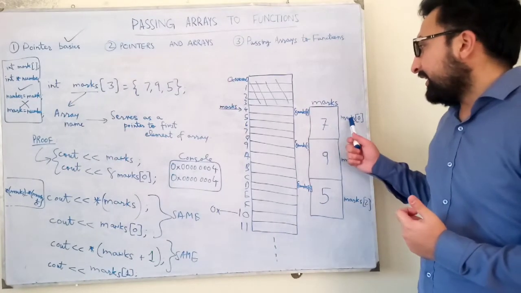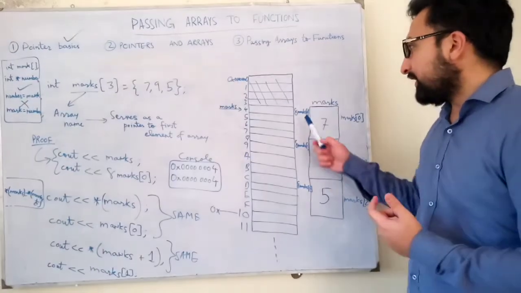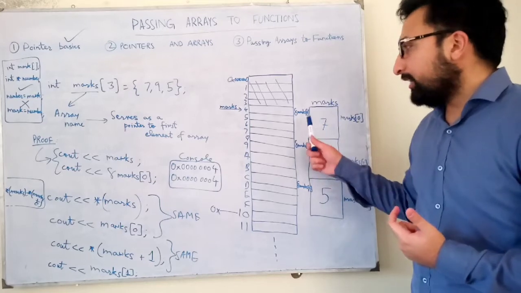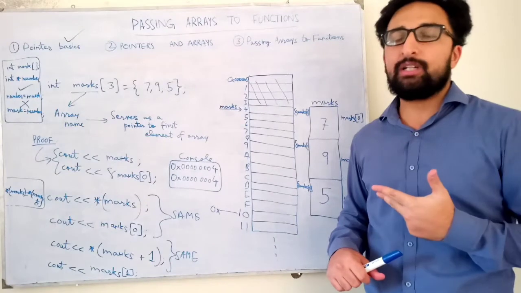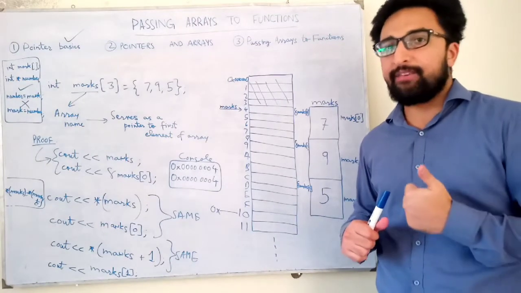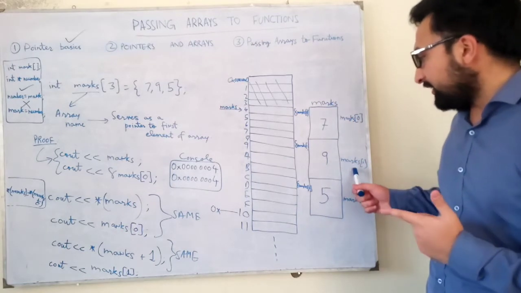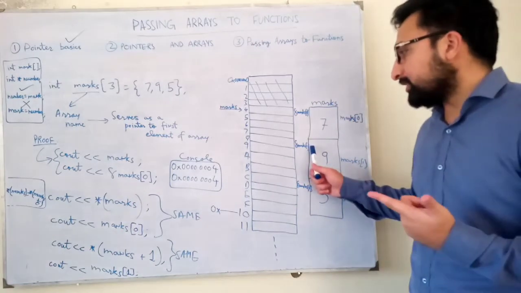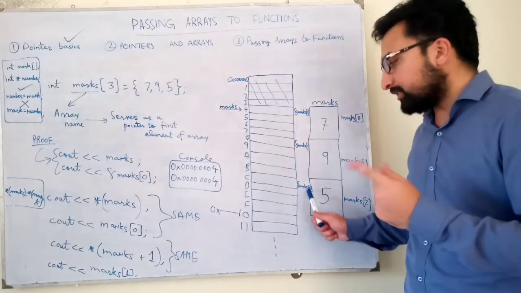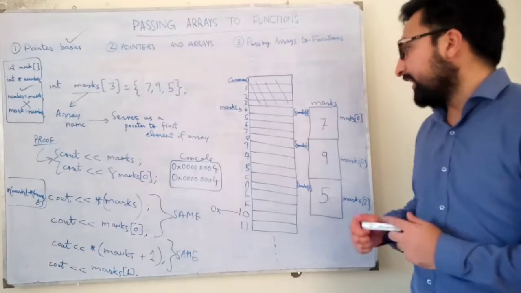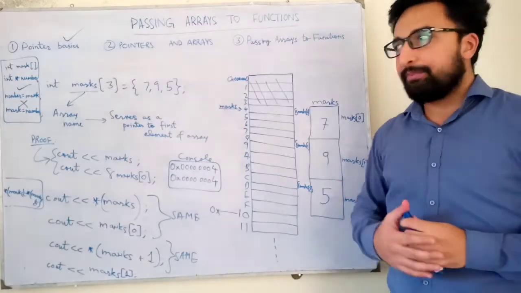Similarly, if we write marks of 0, it basically gives the value 7. However, if we write ampersand marks of 0, it basically gives an address. Just like we wrote vr1, it gave a value, ampersand vr1, it used to give an address. Next thing, marks of 1 gives 9, ampersand marks of 1 gives a certain address. Similarly, marks of 2 gives 5, ampersand marks of 2 gives a certain address. So this is basically our fundamental understanding of the arrays up till now.